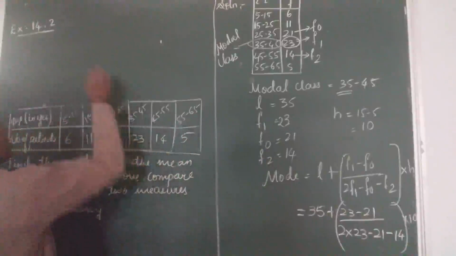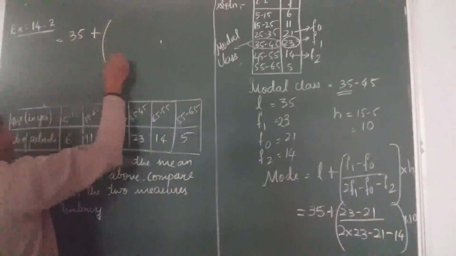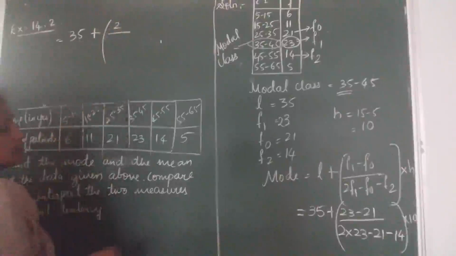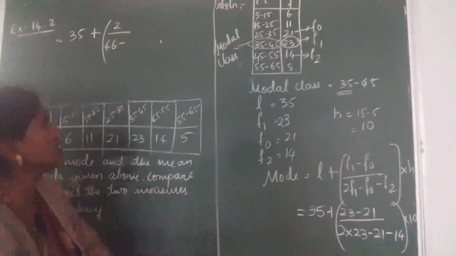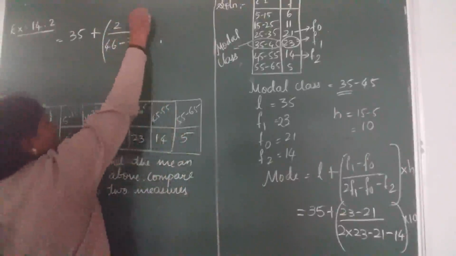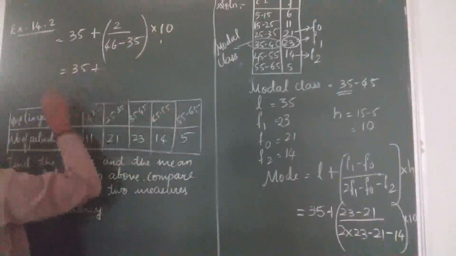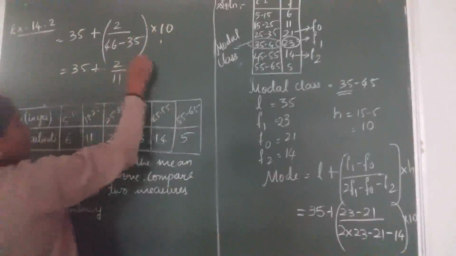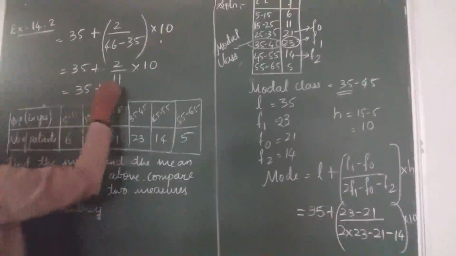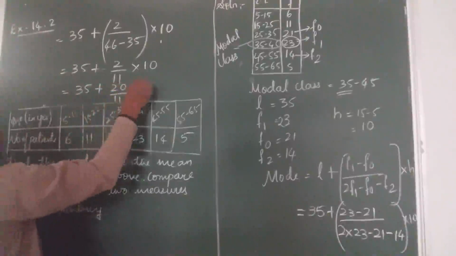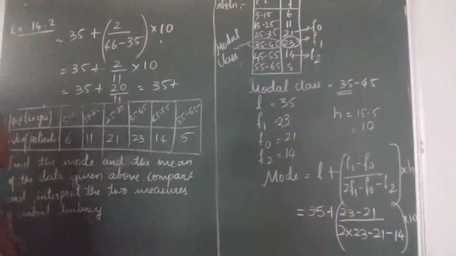Clear? Next, 35 plus 2. 23 minus 21 is 2. 46 here minus 21 minus 14, it is nothing but minus 30, into 10. So 35 plus 2 by 11 into 10. So it is nothing but 35 plus 20 by 11. So 35 plus, the answer for this is 20 by 11.